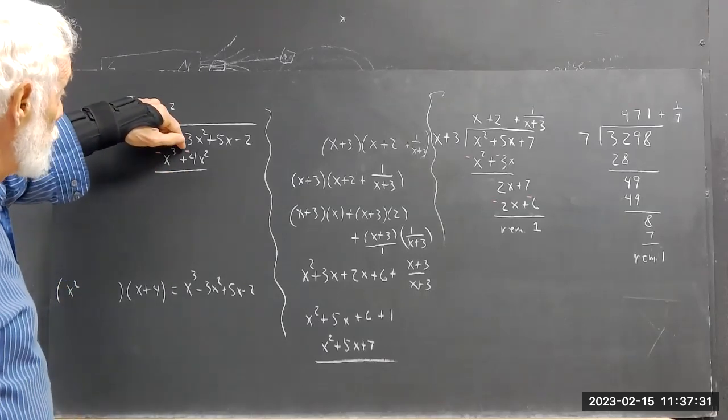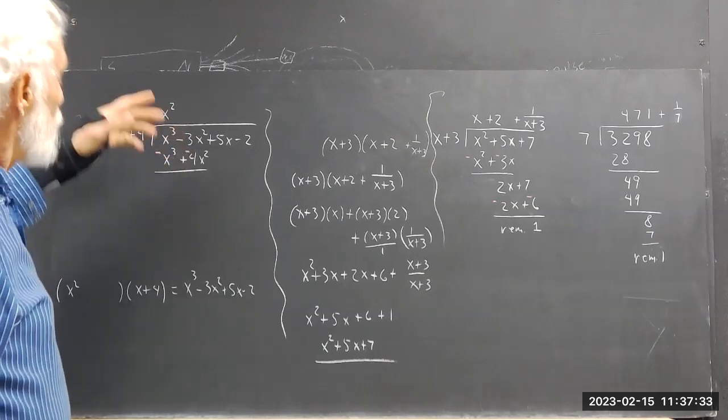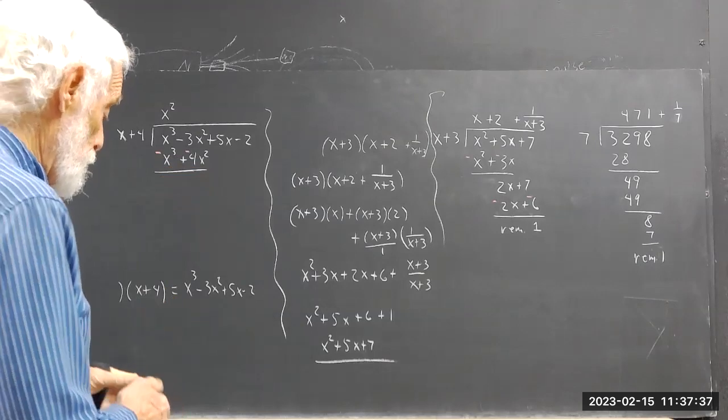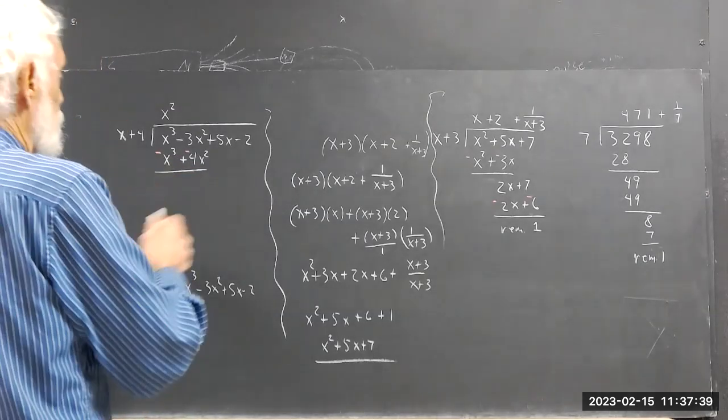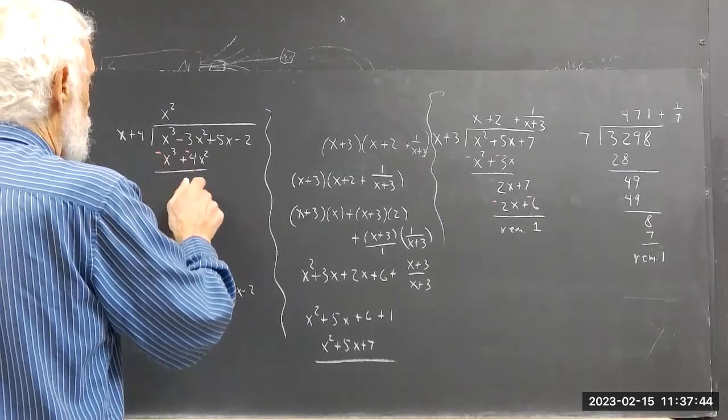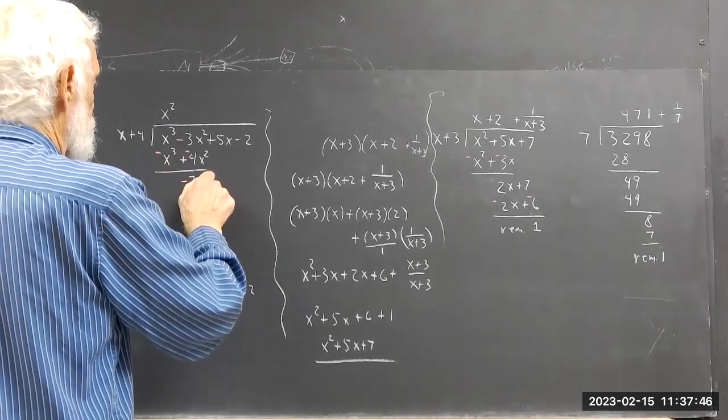We put a little tiny sign here and here to indicate what we're really going to do with this term and this term. So we subtract x cubed from x cubed, of course, we get 0, and negative 3x squared and negative 4x squared gives us negative 7x squared.